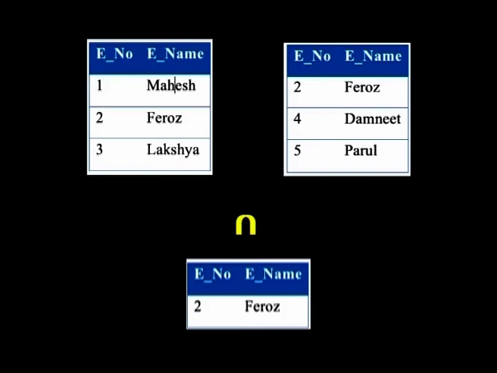Let us explore an example. Reconsider the two relations EMP_L and EMP_M. The intersection of these two will result in this relation. Here the tuple 2, Firoz is present in both the relations and hence it is our result.